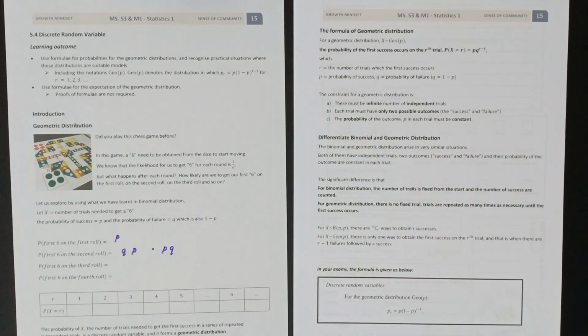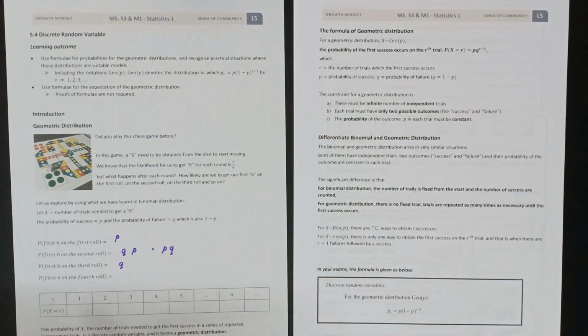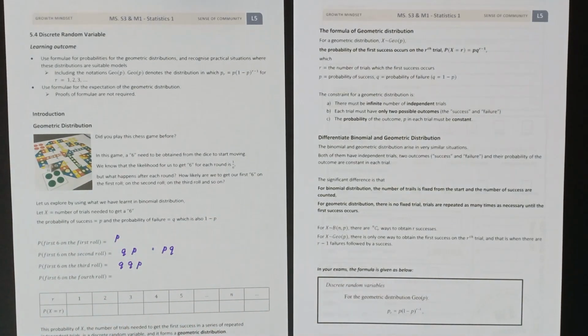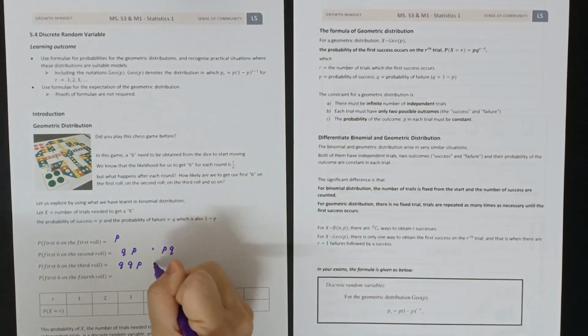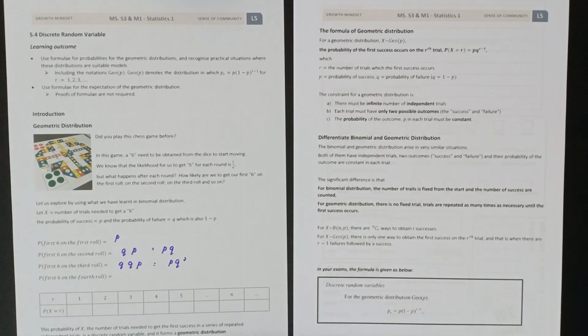So what does that mean? It means that your first trial and your second trial, you didn't get a 6, meaning 2 failures. So that's why you have Q. First time fail, second time also fail, and the third time I get a success. Okay, so QQP. When I arrange it, I get PQ square. So my third roll is a success, and previously I had 2 failures.